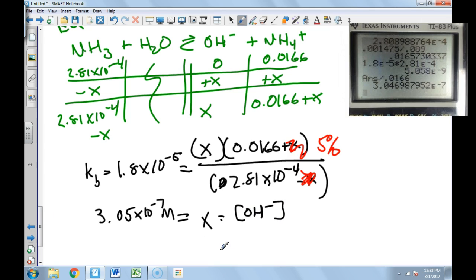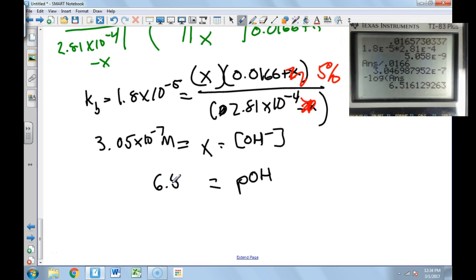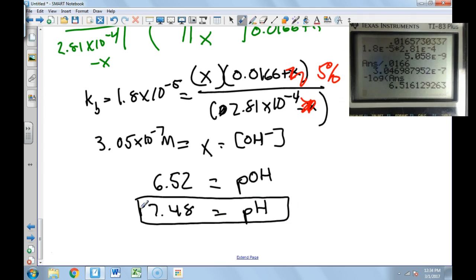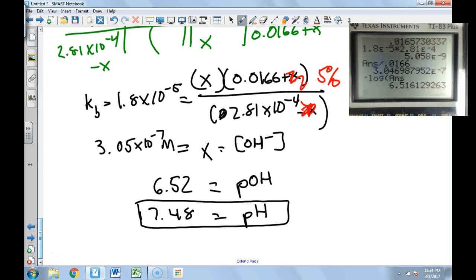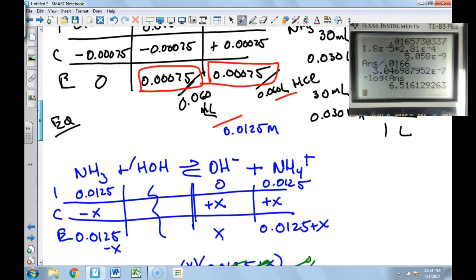Now we do the pOH of that guy. Okay, pOH, which is the negative log of this, so negative log of that. And so the pOH is 6.52. And so that means the pH is 14 minus that. So 14 minus that is 7.48. That's your pH. Okay, and so now we're approaching the equivalence point. And so if we're approaching the equivalence point, well, we can do some things. But anyway, so we'll do that.